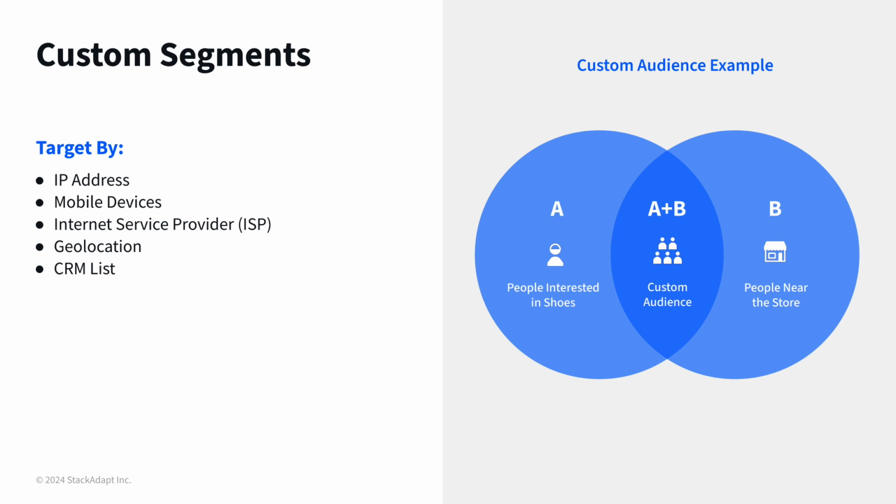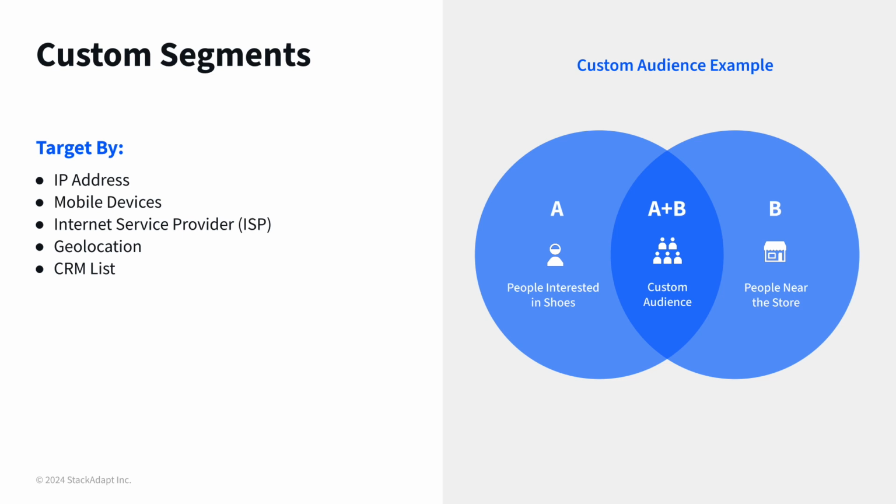But it doesn't stop there. You can target people based on their web activity, their physical location, the devices they use, and even their internet service provider. And if you have a CRM list, you can bring that into play too. What's more, StackAdapt gives you access to over 350 third-party data providers. This means you can leverage third-party segments to further refine your targeting. It's not on the slide, but we also offer that on the platform.